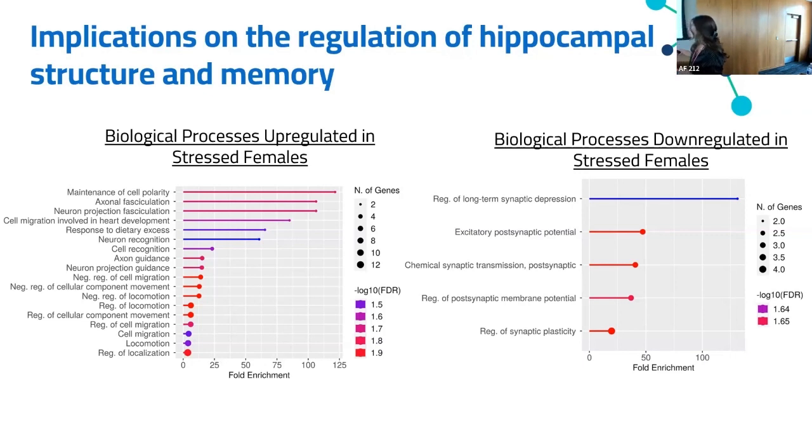So on the left, we have our upregulated female genes, and what these terms tell us is that there was a possible restructuring in the female hippocampus. And then on our downregulated female DEGs, these terms were telling us that there is a possible decrease in memory formation ability or a decrease in memory and learning.